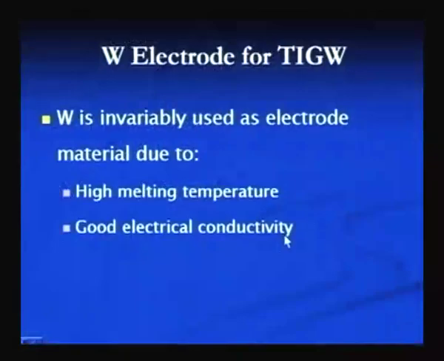And for good electrical conductivity for striking the arc, it is necessary that the electrode material has the ability to supply the desired current with less electrical resistance heating effect. Because of good electrical conductivity, electrical resistance heating is very less, and that is why it is not heated much even when high current is passed. Although tungsten electrode also has its current carrying capacity, which can be increased by coating some other materials.